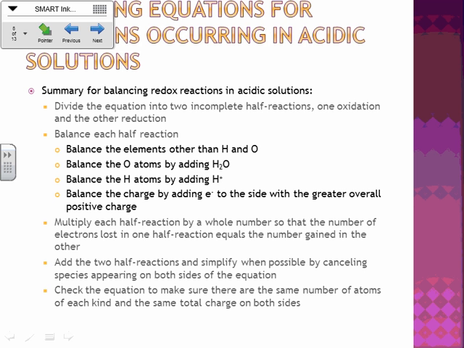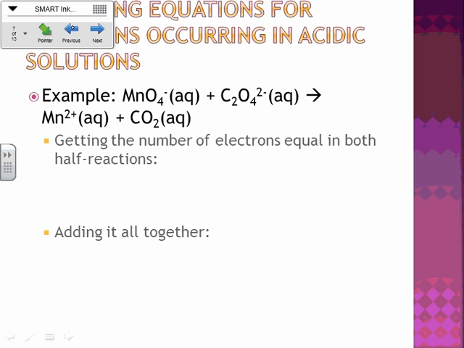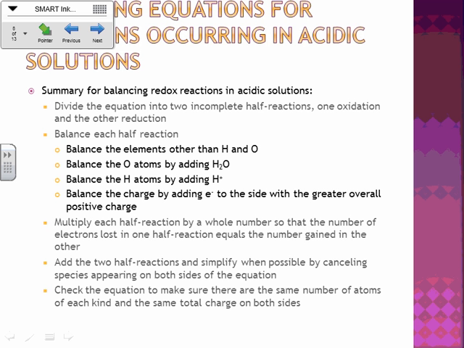Then you'll multiply each half reaction by a whole number, so that the number of electrons lost in one half reaction equals the number of electrons gained in the other. Then you're going to add them together and simplify when possible. Usually the only simplification you're going to do is just canceling out the electrons. And then you're going to check the equation at the end to make sure that everything's balanced. Now that's the one thing we did not do over here. Whoops, it went away. I'm going to let you check that on your own paper.